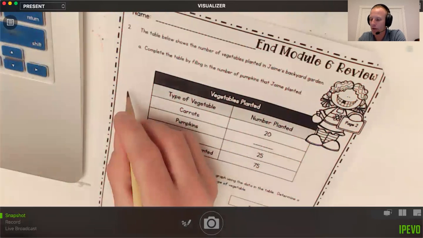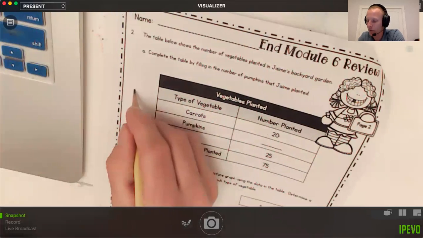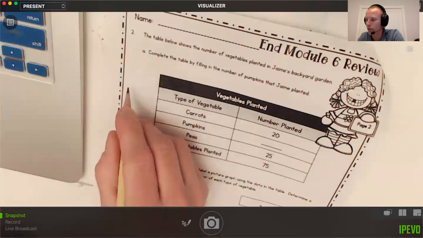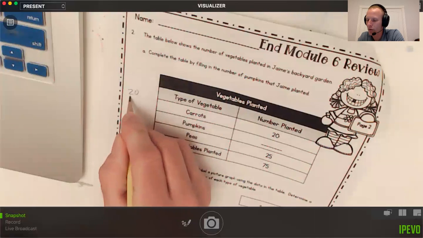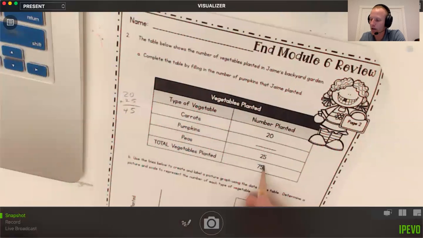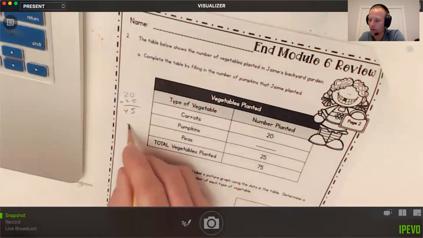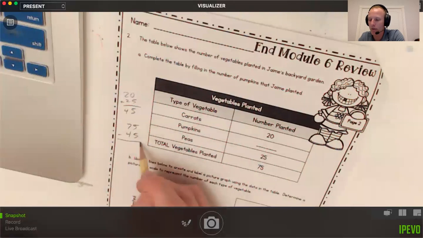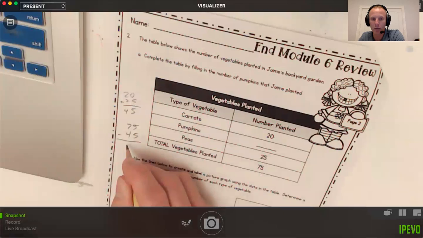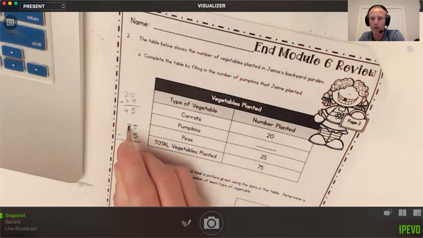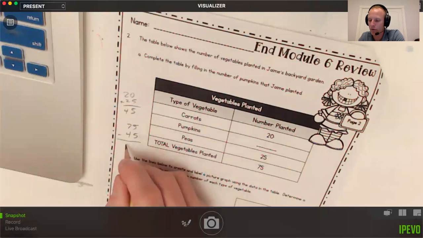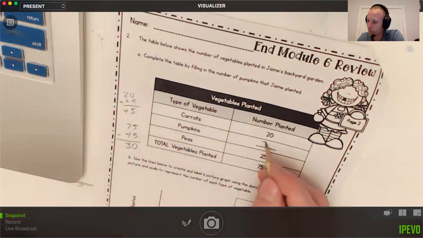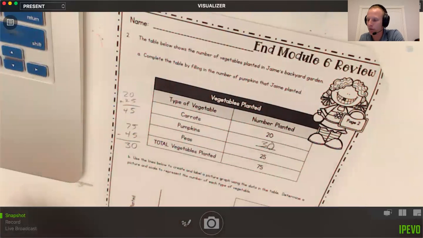So we have, I'm actually going to do it this way first. 20 plus 25 is 45. And we need to compare that to 75. So 75 minus 45 is going to give me my missing piece. A turnaround fact would be like my missing piece plus 45 equals 75. And this is going to be 30. So 30 pumpkins should fit in there.